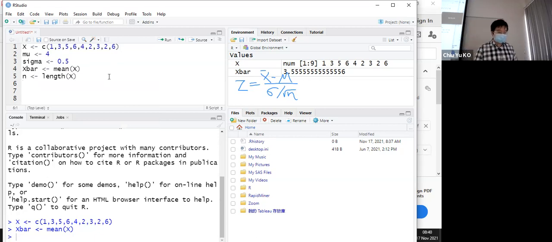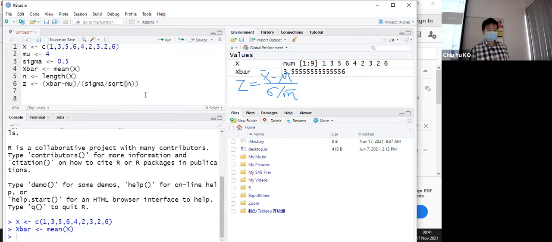So basically you can compute Z, which is X bar minus mu over sigma over root n. That is Z. Once I have Z, then we're done, because with Z we know what kind of hypothesis test we want to do.